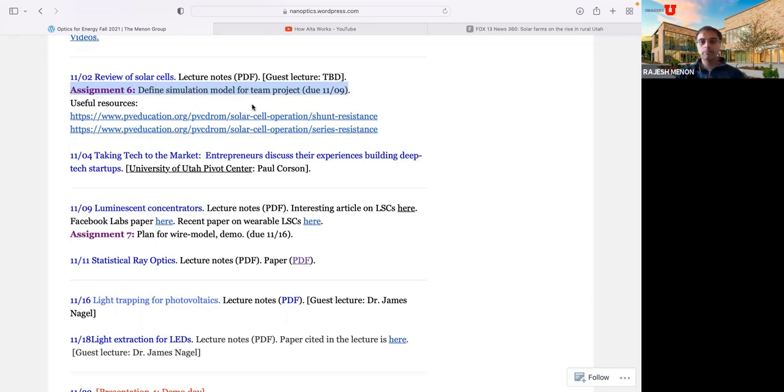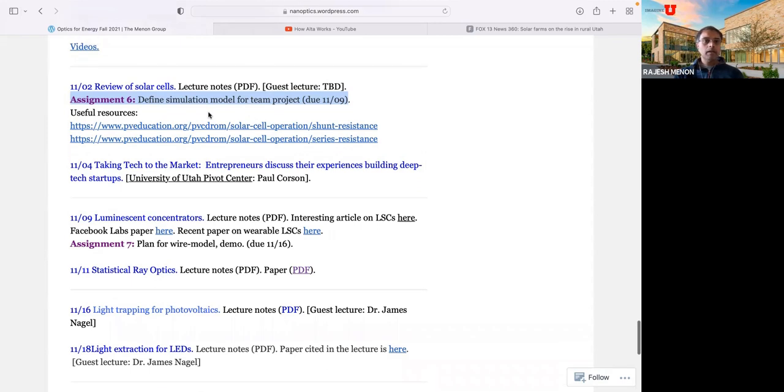It's essentially a very brief description of your simulation models. Of course, you can augment it with figures and results for extra pages. There's a couple of links here that you can follow. pveducation.org has lots of information and resources on understanding solar cells. So, I would highly recommend playing around with it, exploring that site a little bit. But today we'll talk about that.